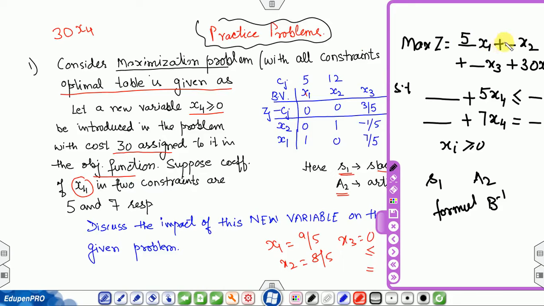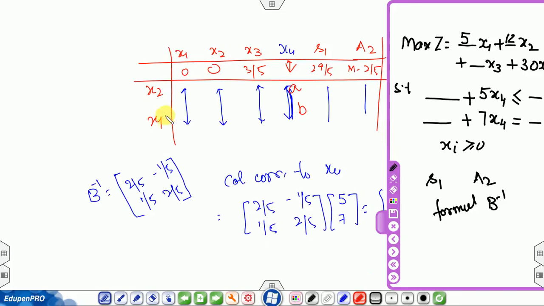X2 is 12, x3 is still missing. But there is no need of x3 in this given problem, because x2 is this, so this multiplies this, and what is the value of this? 5, 12, this is still unknown, this is 30. Okay, and you will be able to calculate the value of this number. So if all zj minus cj is greater than or equal to 0, then it's optimal, otherwise not.